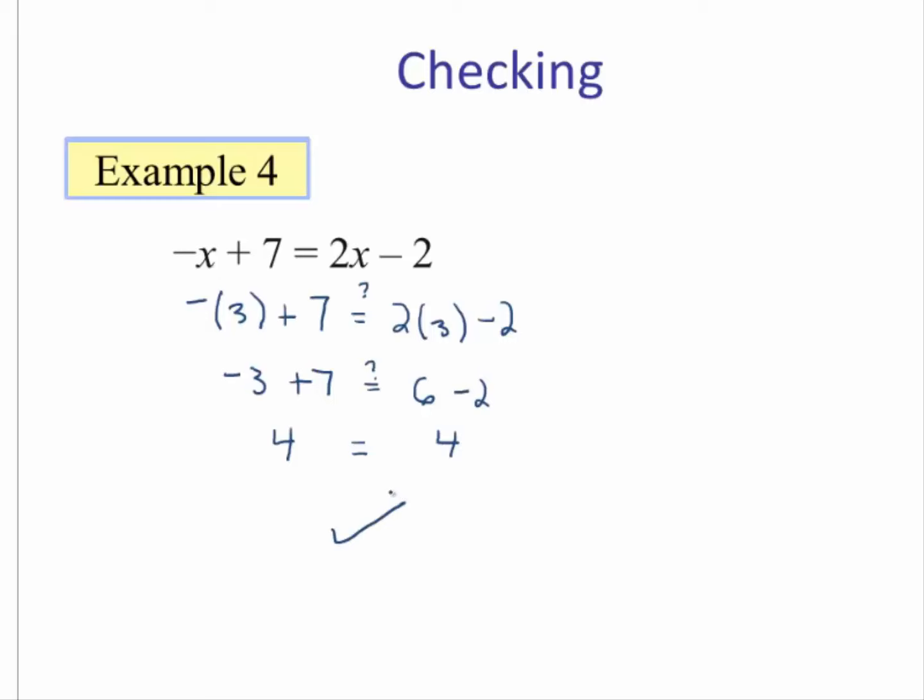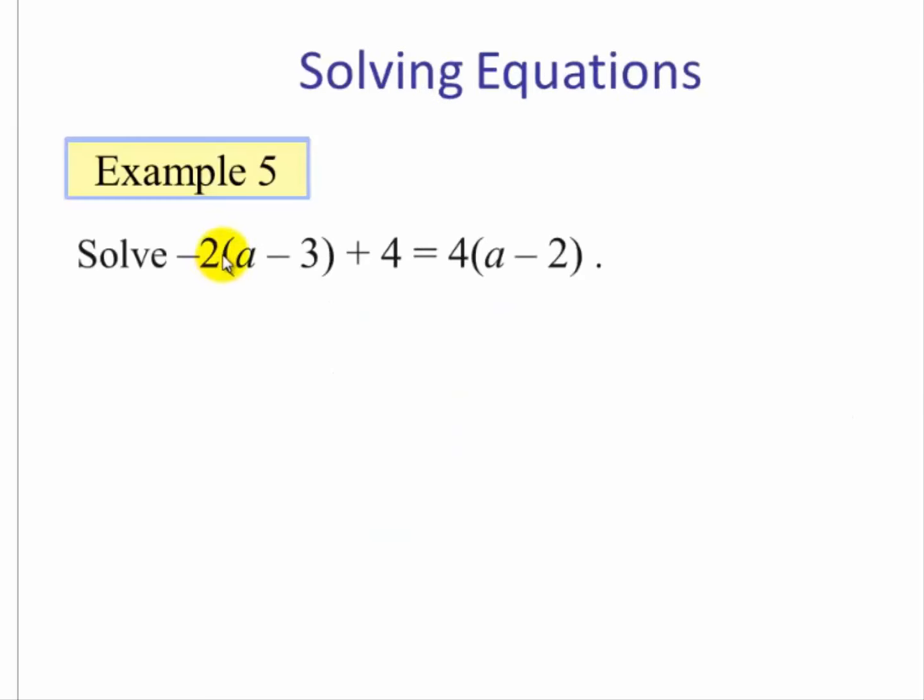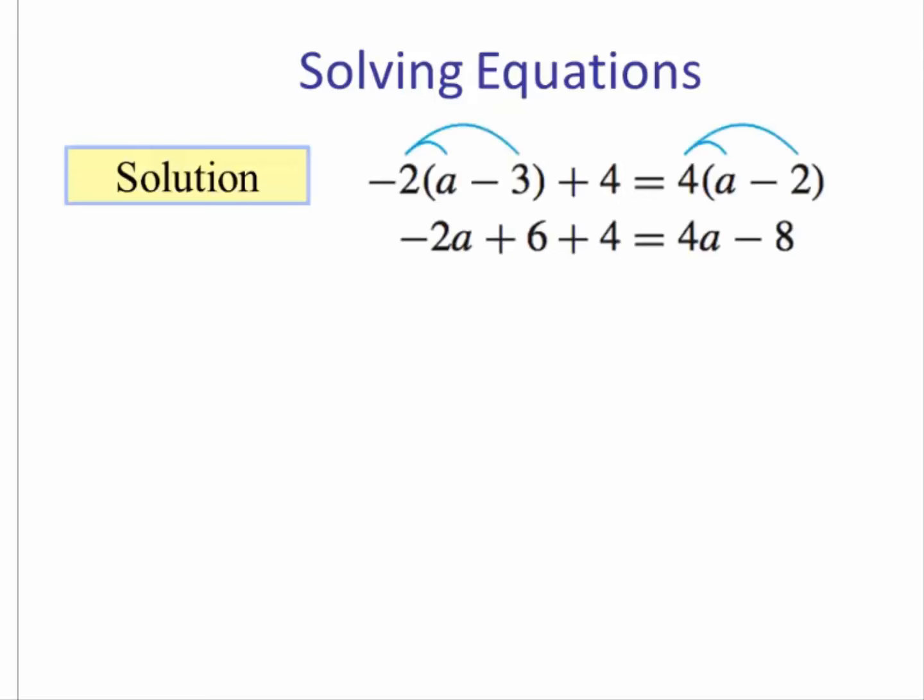It is correct. Example 5. Our first step is going to use the distributive property both on the left-hand side and the right-hand side. So we have negative 2a plus 6 plus 4 equals 4a minus 8. Combine like terms here, and we get 10.